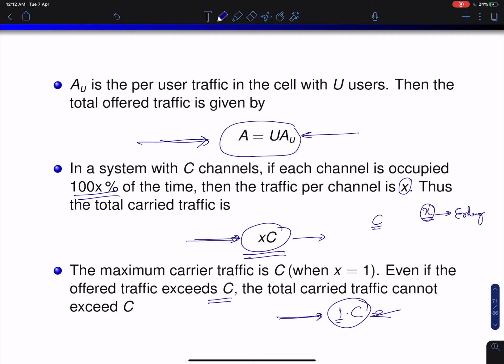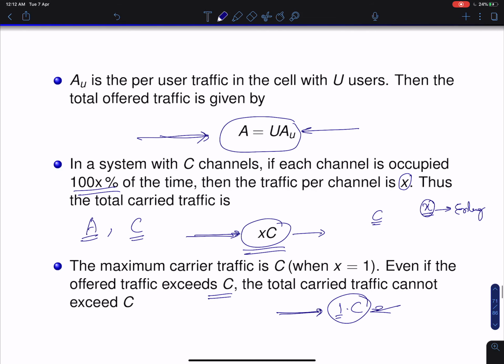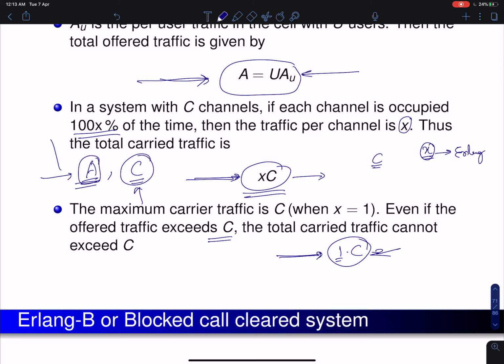The two more important definitions: A is the offered traffic, and C is the number of trunked channels assigned to one base station, which is the maximum carried traffic. A is the average offered traffic. These two are very important parameters. A high offered traffic means I can have many calls per hour, which is a good number. C is like a resource, the number of channels available. For a limited value of C, if I have a very high value of A, then it's really a good system.